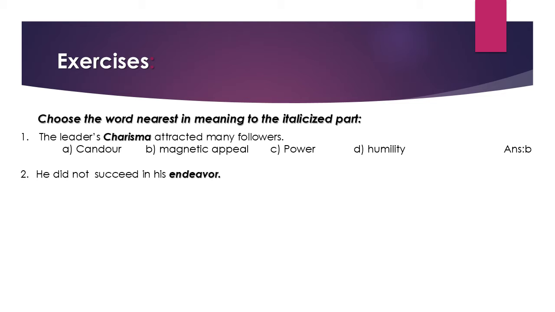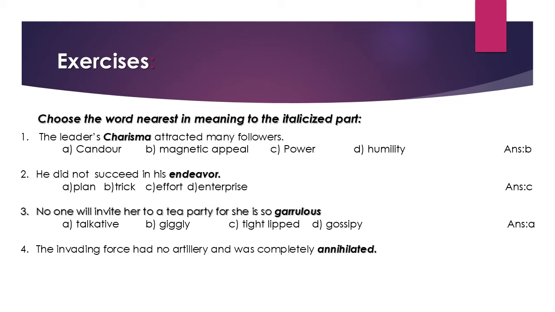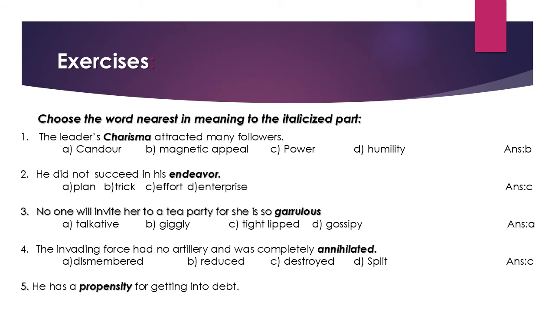He did not succeed in his endeavor. Endeavor means effort. No one will invite her to a tea party, for she is so credulous. So credulous means talkative. The invading force had no artillery and was completely annihilated. So annihilated means destroyed. And the final question is, he has a propensity for getting into debts. So the answer for propensity is natural tendency.